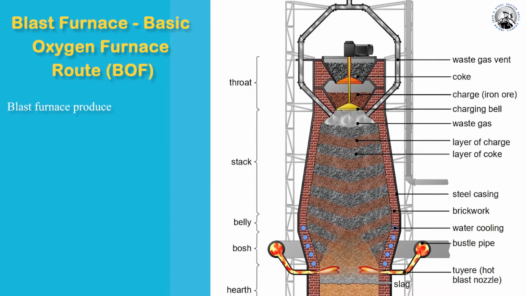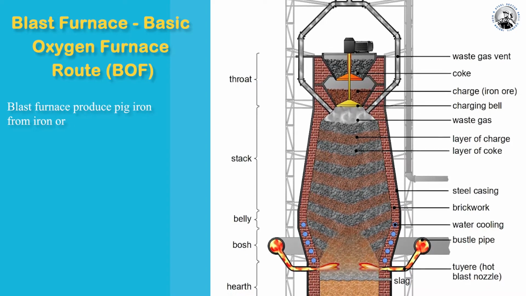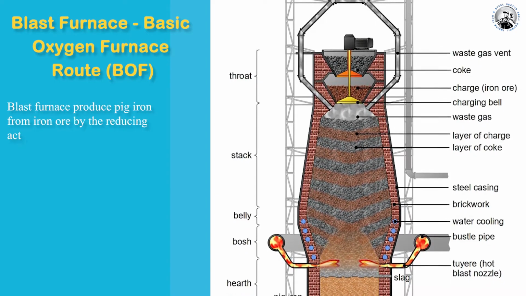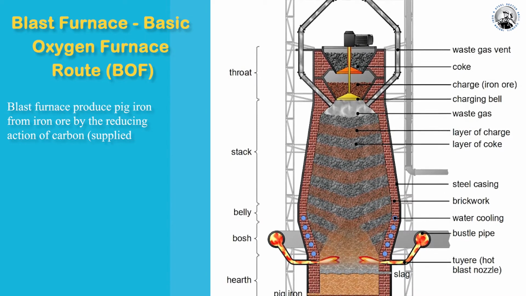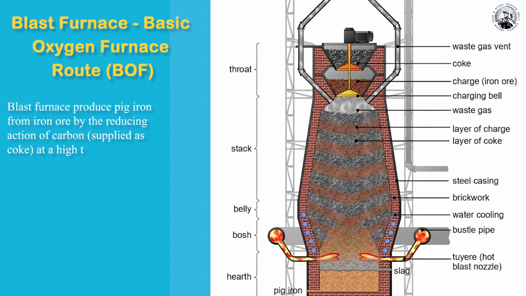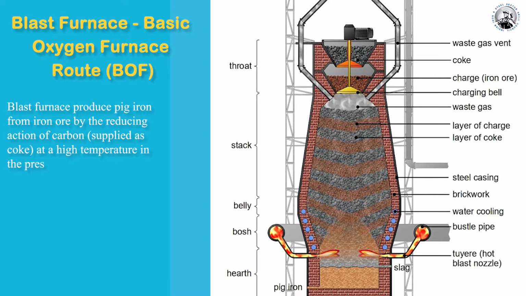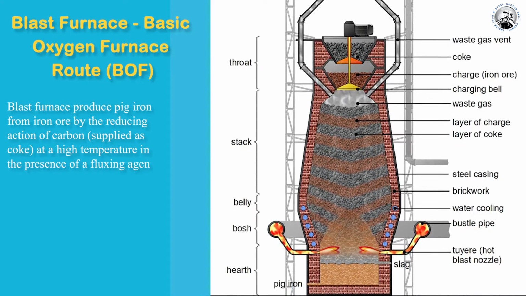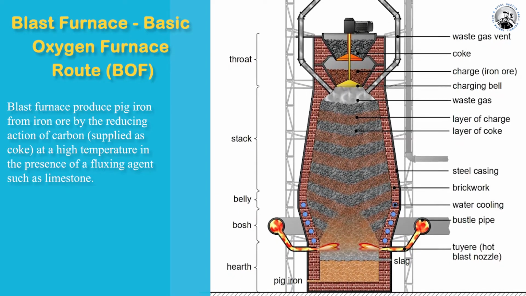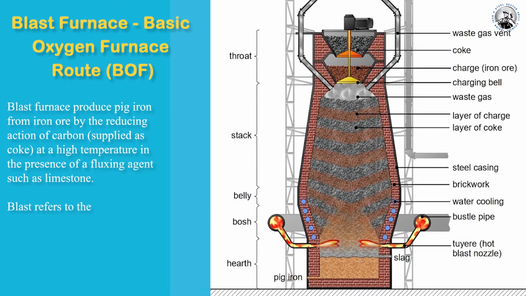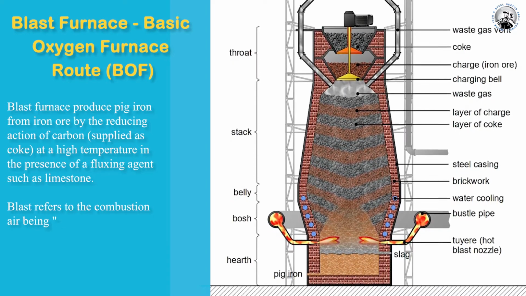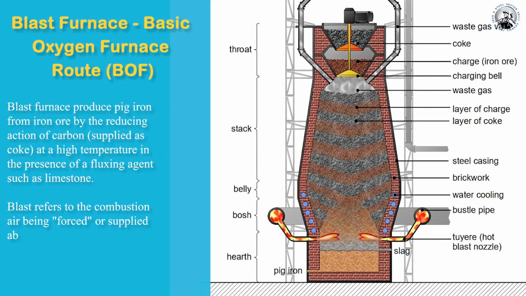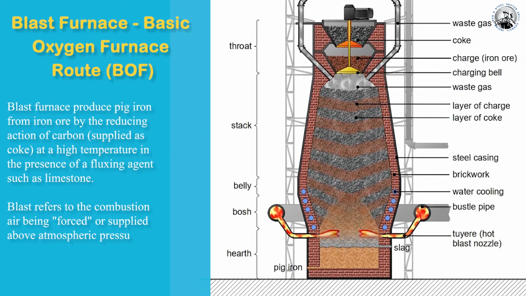Blast furnace produces pig iron from iron ore by the reducing action of carbon supplied as coke at a high temperature in the presence of a fluxing agent such as limestone. Blast refers to the combustion air being forced or supplied above atmospheric pressure.